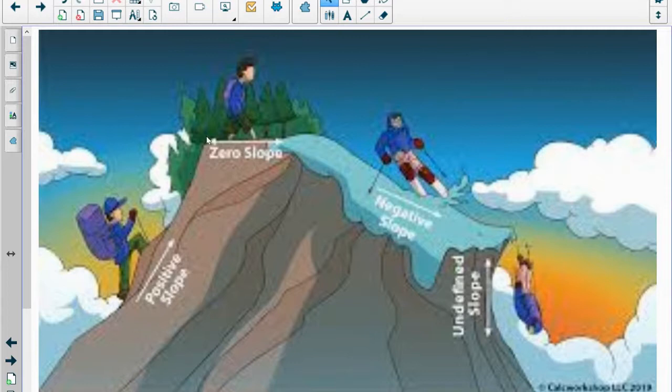Then once he reaches the top, it's said to have zero slope or no slope because it's perfectly flat across. There's no slope up and there's no slope down. Then on the back side of the hill, we have a little ski slope where he's going down the hill. That's a negative slope when you're going down from left to right. And then finally, we have this cliff that's showing a perfect drop straight down, a vertical drop, and that would be an undefined slope to give that description of the line.